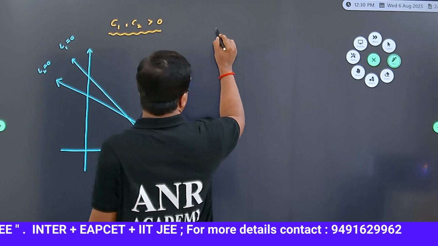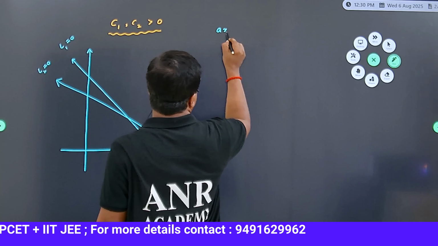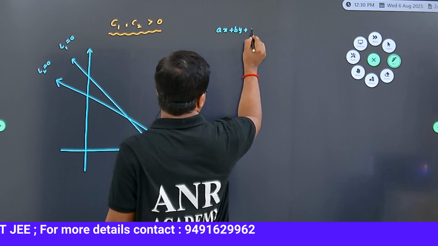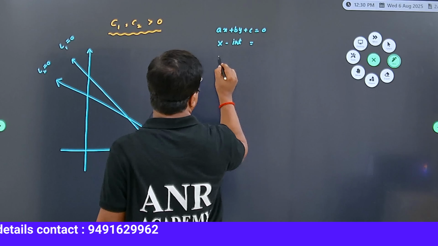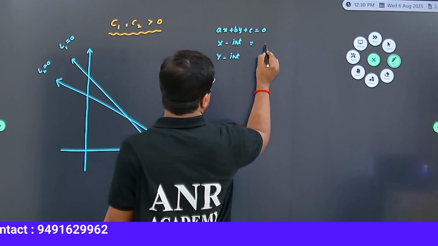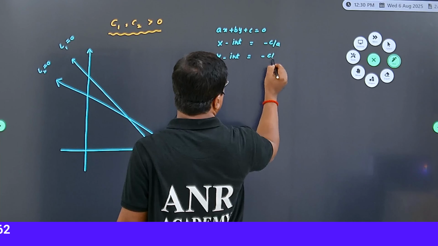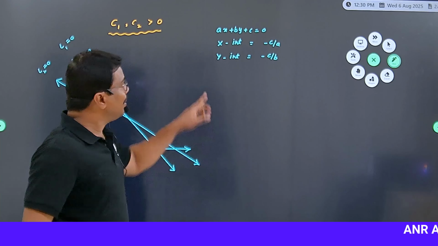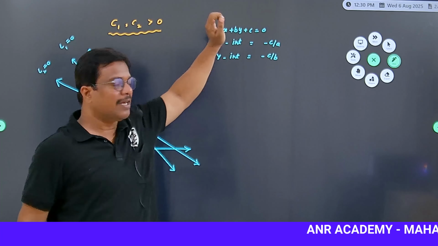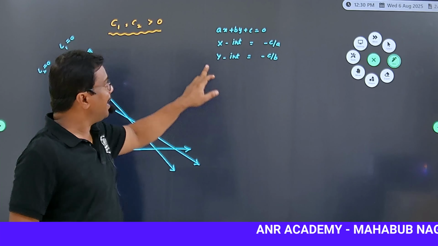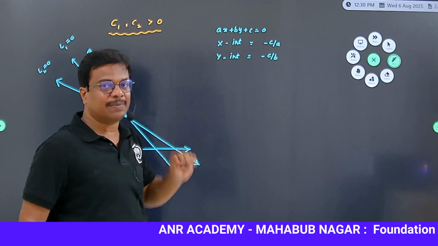Yes, I am going to write intercepts. Suppose the line is of the form ax plus by plus c equal to 0, then the x-intercept value is minus c by a, and the y-intercept value is minus c by b. To get the x-intercept you have to put y equal to 0, which means x becomes minus c by a. To get the y-intercept you have to put x equal to 0. Therefore, putting x value 0 we get y value minus c by b.